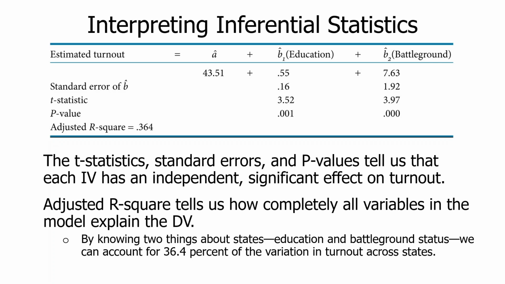Adjusted R-square in multiple regression tells us how completely all variables in the model explain the dependent variable. By knowing two things about states, their level of education and their battleground status, we can account for 36.4% of the variation across states in turnout.